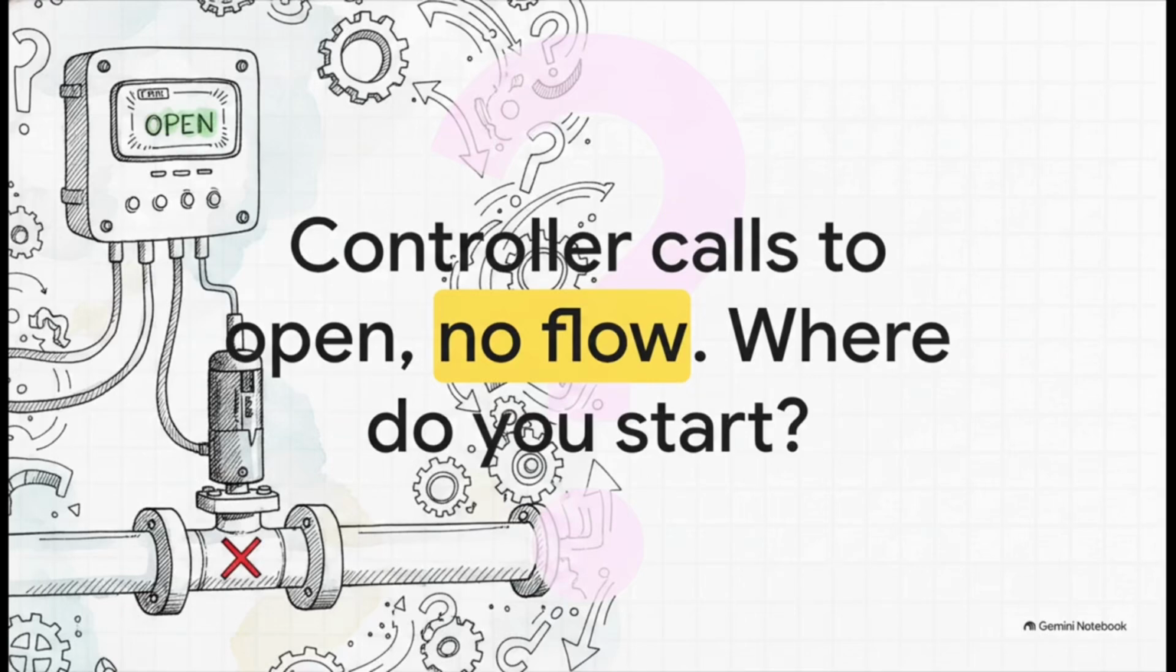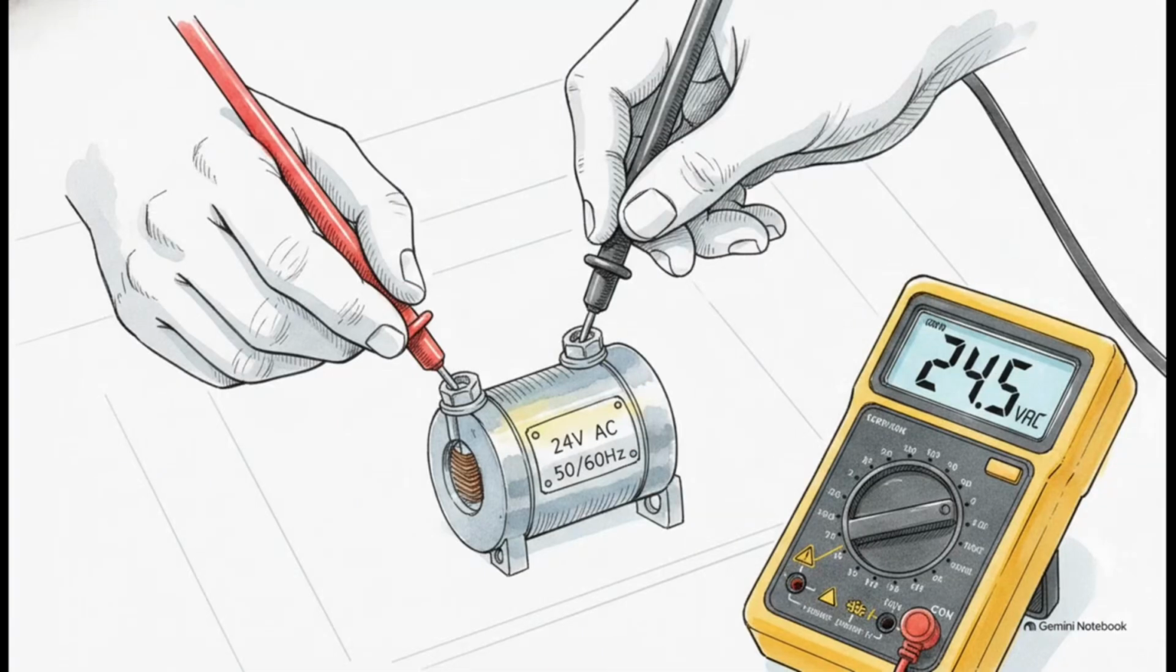Picture this. The controller is actively calling for the solenoid valve to open, but you look at the system and there is absolutely no fluid flow in the pipe. Where do you even start your investigation? Well, what's really interesting here is that our first physical action isn't on the valve mechanism itself at all. We start at the macro command level.